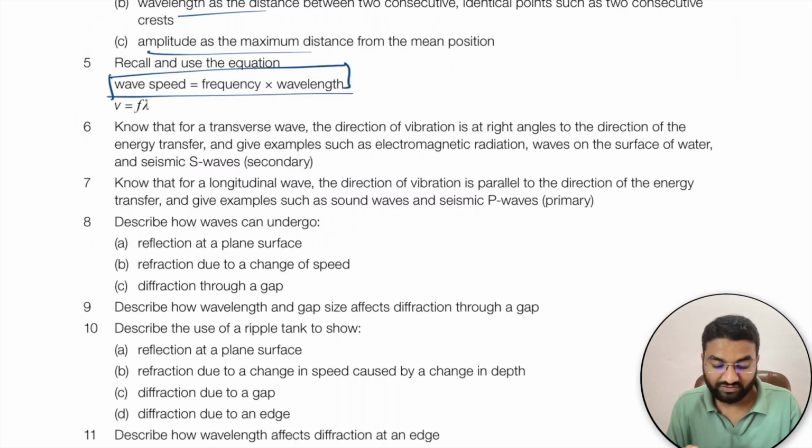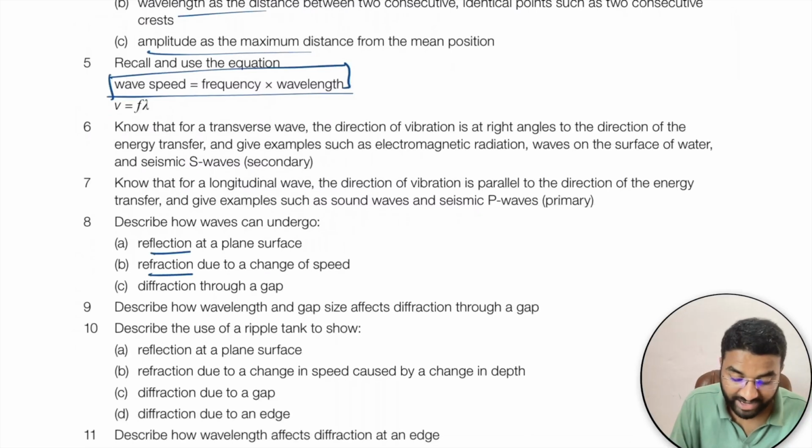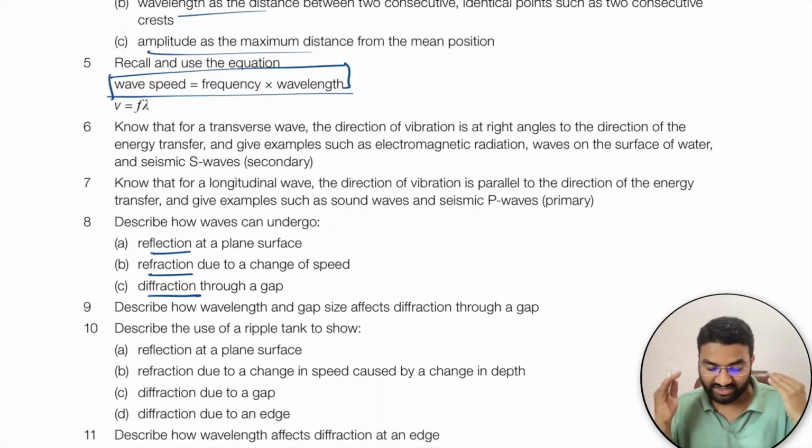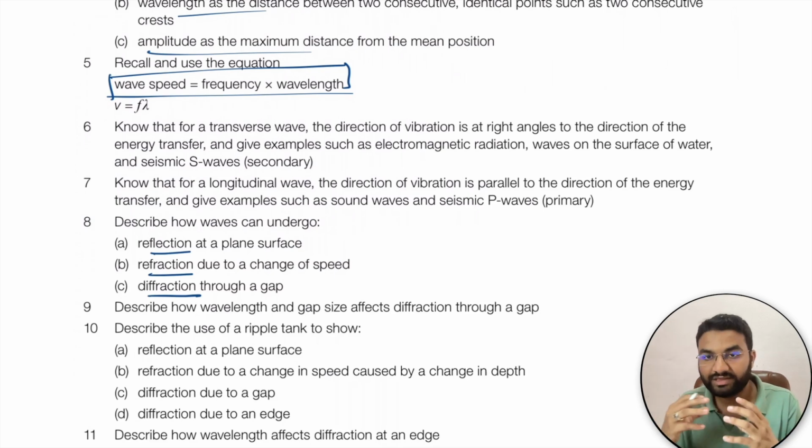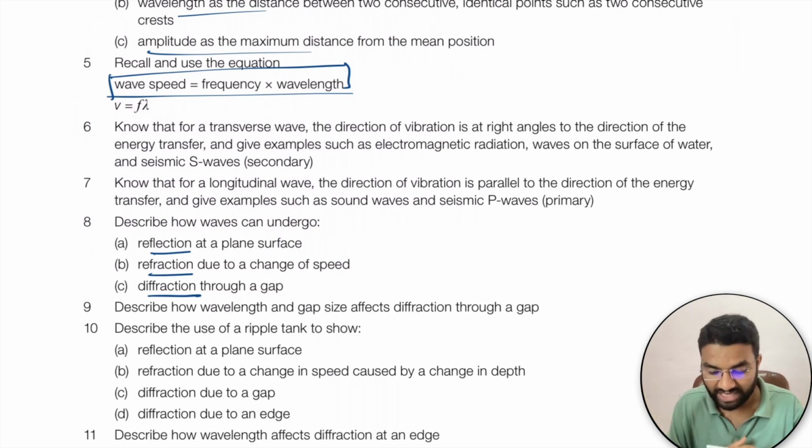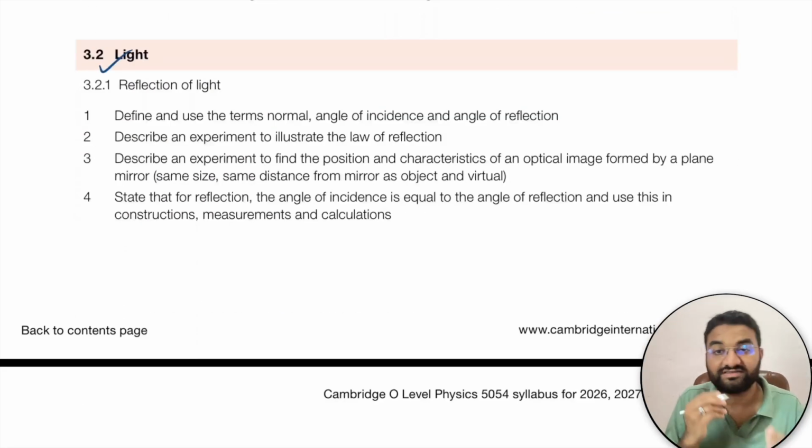Then we have to understand the reflection, refraction, and diffraction concepts. You have to use these concepts for the ripple tank as well. All right, the ripple tank experiment is there, and you even have to do this experiment in your school. Then the next part is light.